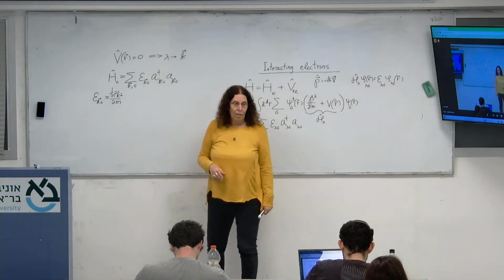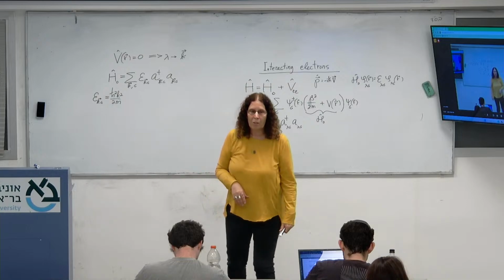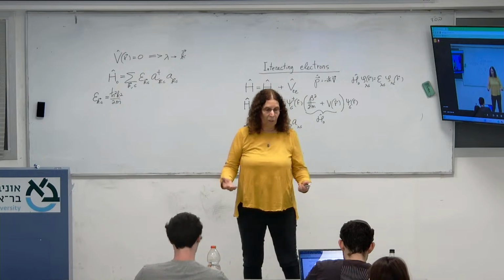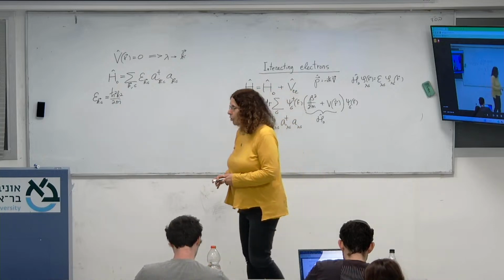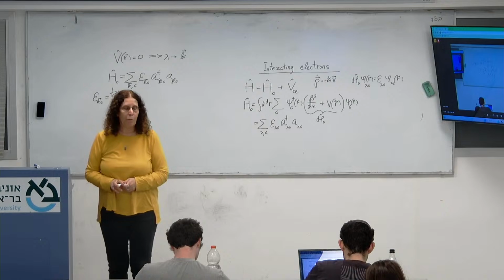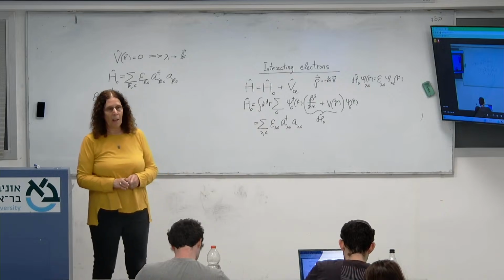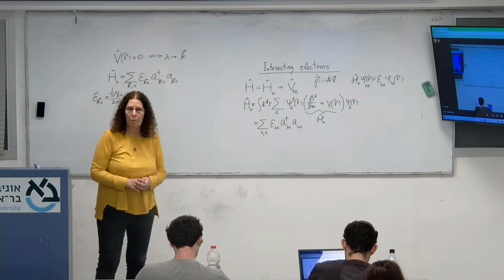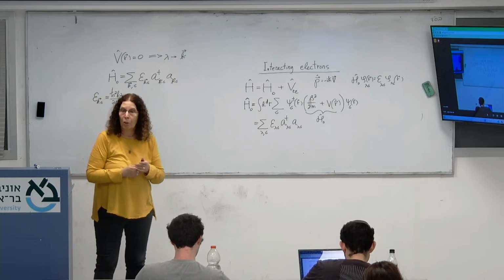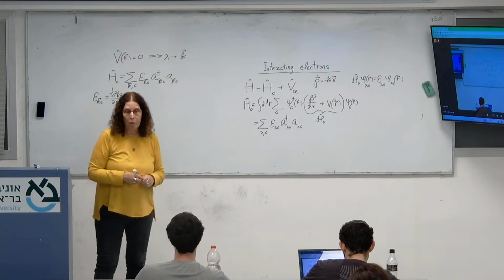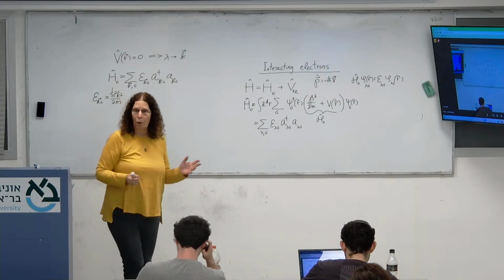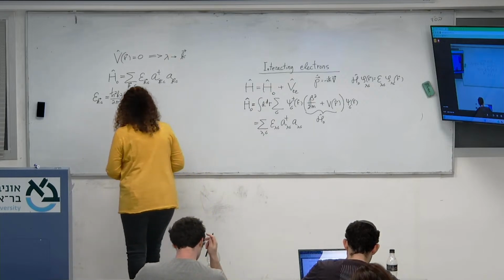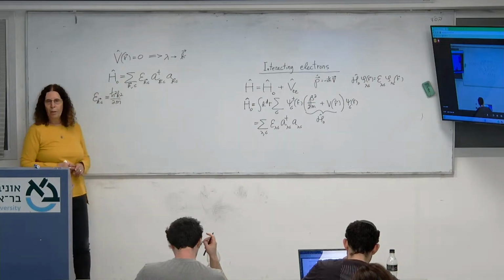And if we didn't have interactions, we also know what the states are. The general state is a Fock state, and because the electrons are fermions, what can we say about the occupation? Only one, in principle. Yeah, so it cannot be more than one. Okay, so in particular, what is going to be the ground state?